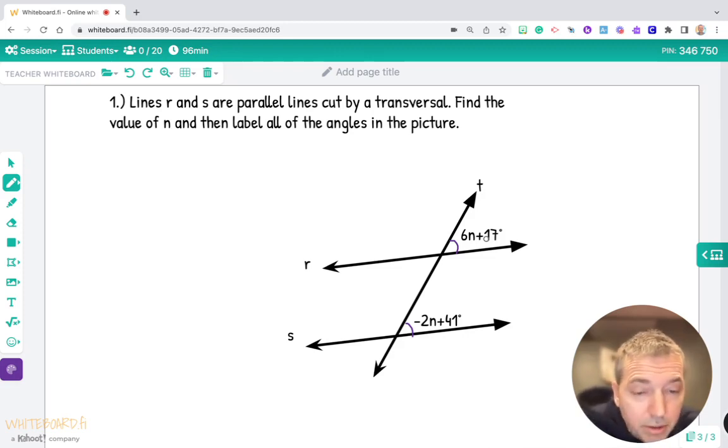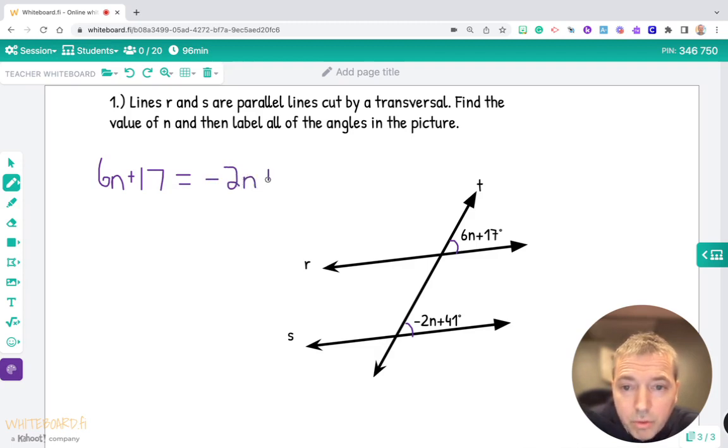two acute angles are. So I know that in this picture these are corresponding angles, so they're going to be congruent, right? So when we set up our equation, we're going to say 6n plus 17 has to be equal to negative 2n plus 41. Remember, I know those two angles are congruent, so I can put an equal sign between them. Now, when I solve this, it's going to tell us what n equals, right?